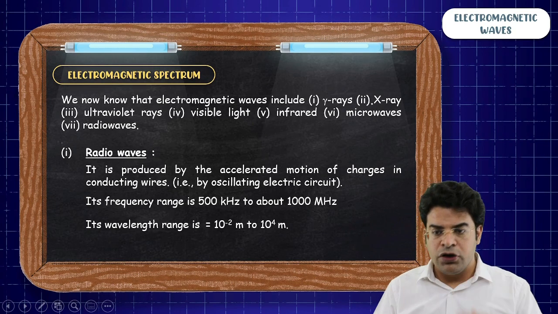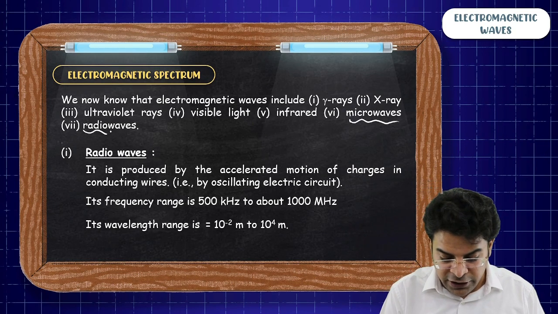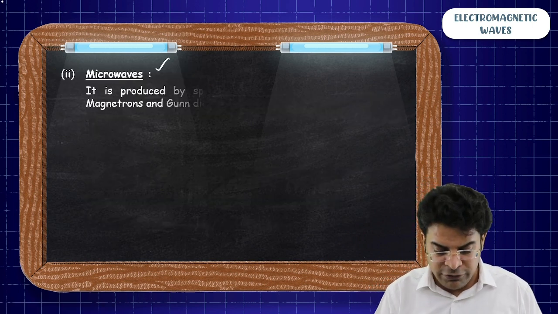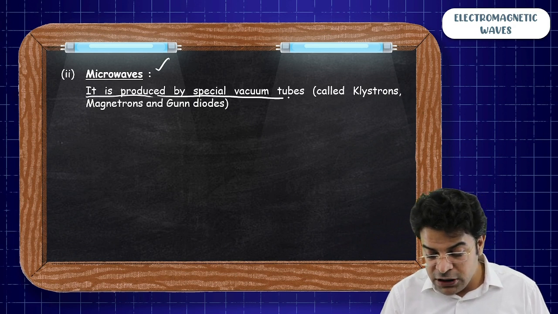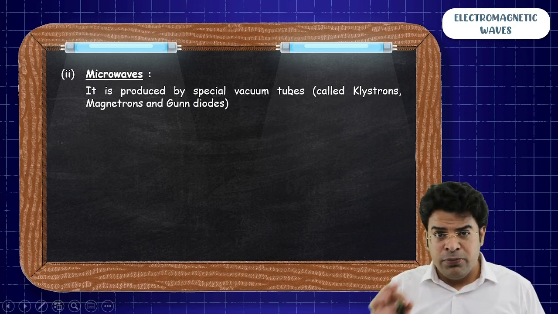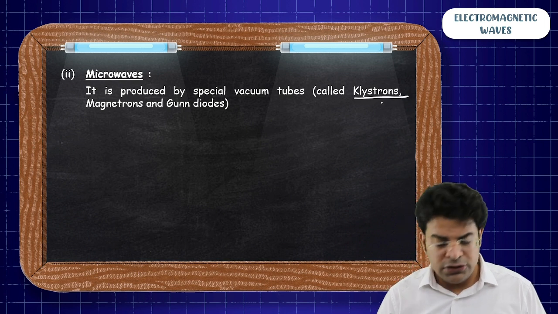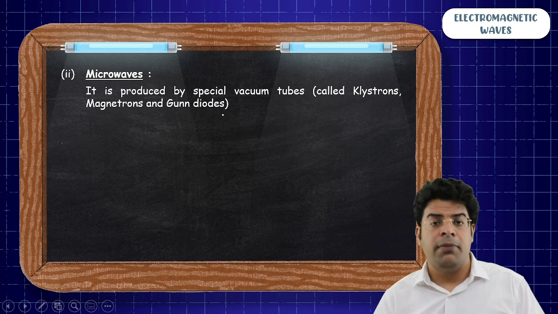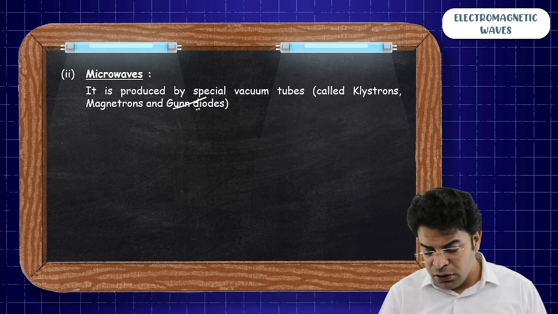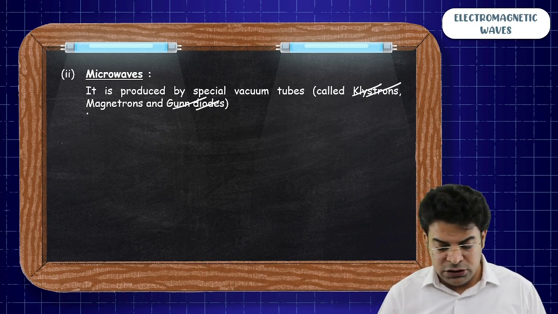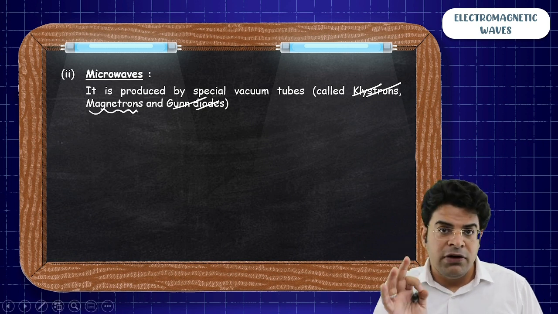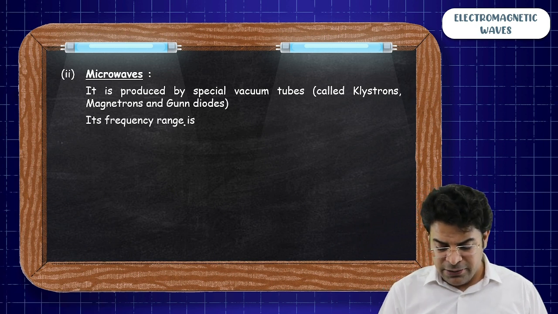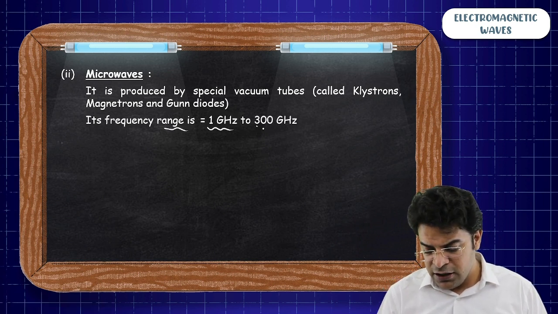Now we will talk about the microwaves after the radio waves. The microwaves have more energy than radio waves. It is produced by special vacuum tubes. These vacuum tubes are called klystrons, and in magnetrons and in gun diodes you can produce them. You do not need to remember gun diodes and klystrons, but magnetrons are the ones used to create microwaves. Remember this one. Second thing, beta, its frequency range is from 1 gigahertz to 300 gigahertz.